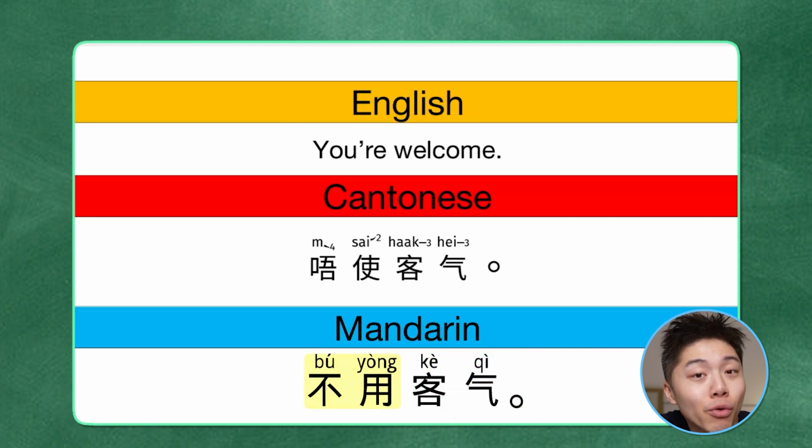So 唔使 basically means no need. In Mandarin, we use 不用. So whenever you say 唔使 in Cantonese, replace that with 不用 in Mandarin. 客氣 means polite. So no need to be so polite. 唔使, no need. 客氣, polite. In Mandarin, 不用, no need. And then 客氣 is just pronounced differently in Mandarin, but same thing. Polite. No need to be so polite.